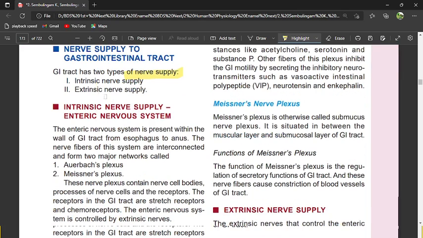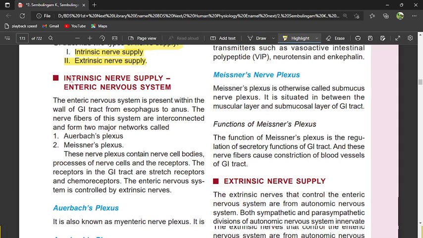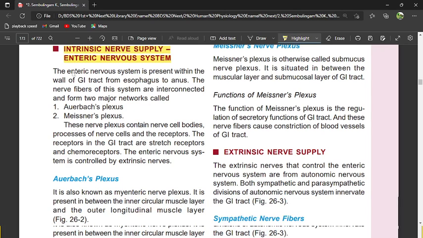Okay, so let us see what nervous supply it is having: intrinsic and extrinsic. Intrinsic nerve supply is also known as enteric nerve supply, meaning inner side nerve supply. The enteric nervous system is present within the GI tract, from the esophagus to the anus. So from your esophagus to your anus, the enteric nervous supply is there.